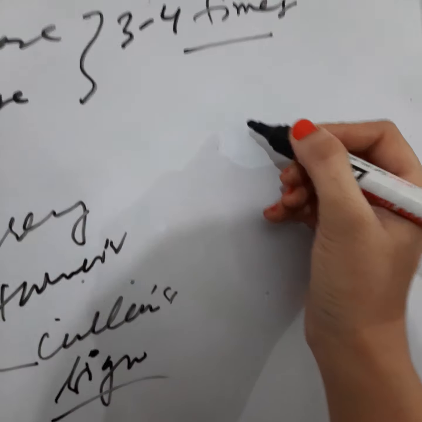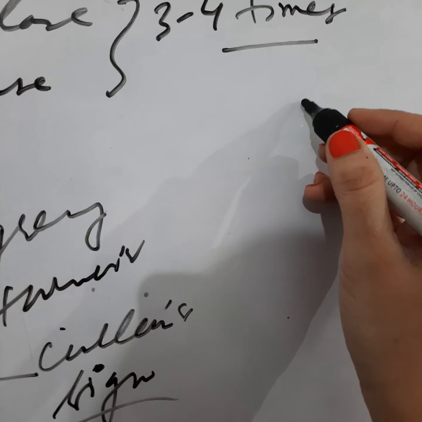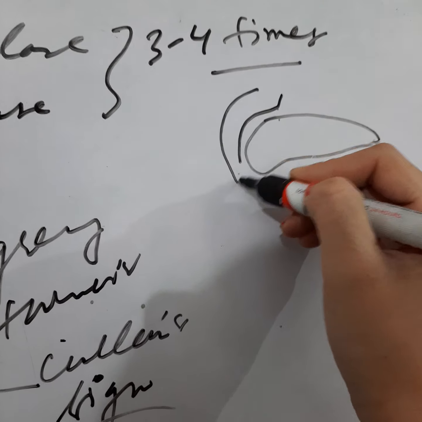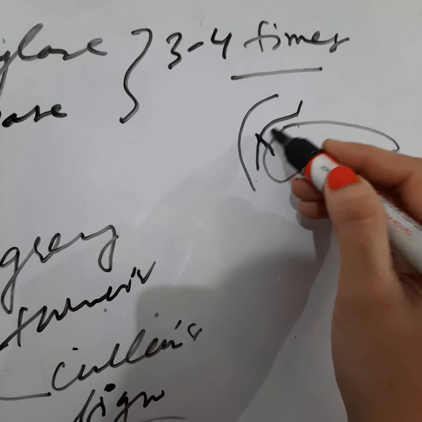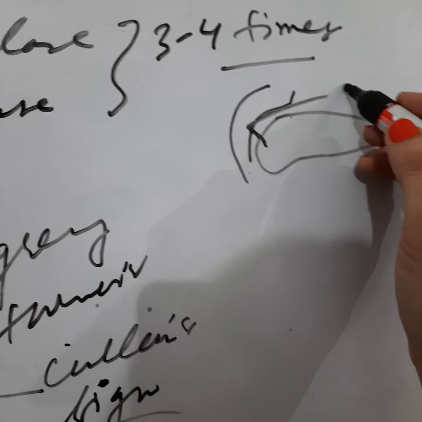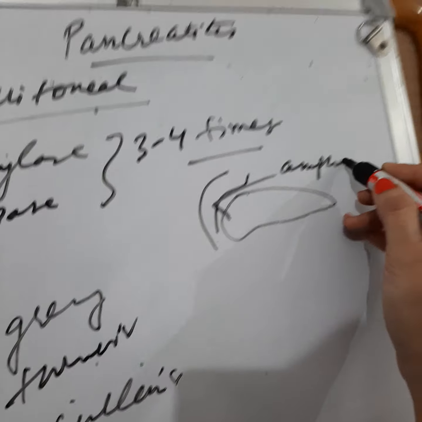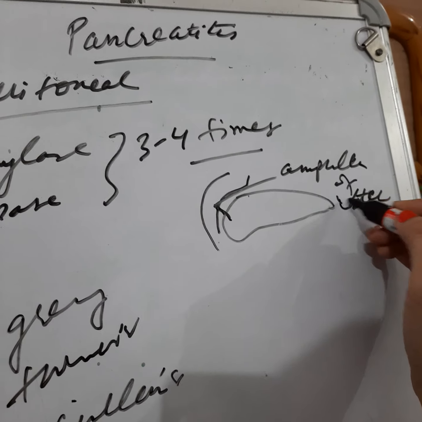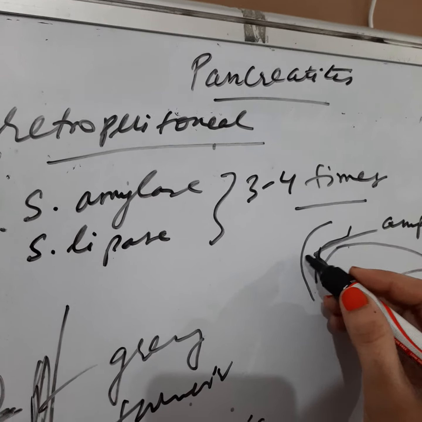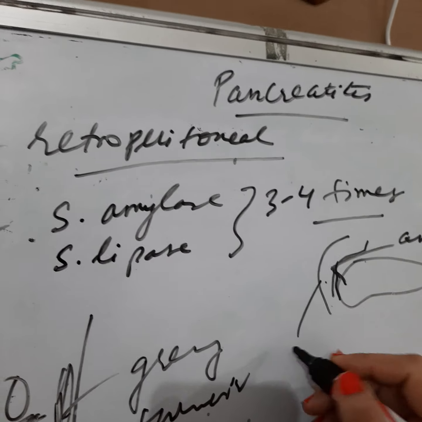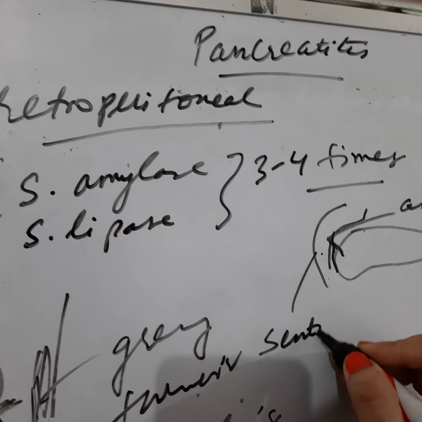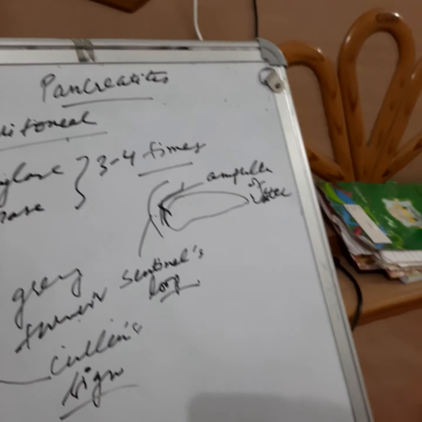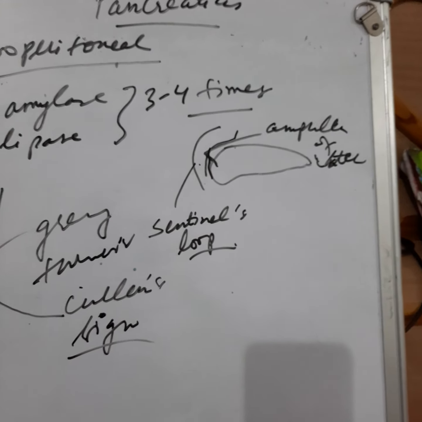And if we take up the X-ray, this is the pancreas and this is the duodenum. As we know, the pancreatic duct opens up at the ampulla of Vater. So this loop will show fullness, which is called the sentinel loop. This is very important. The question is asked many times, you people have seen.